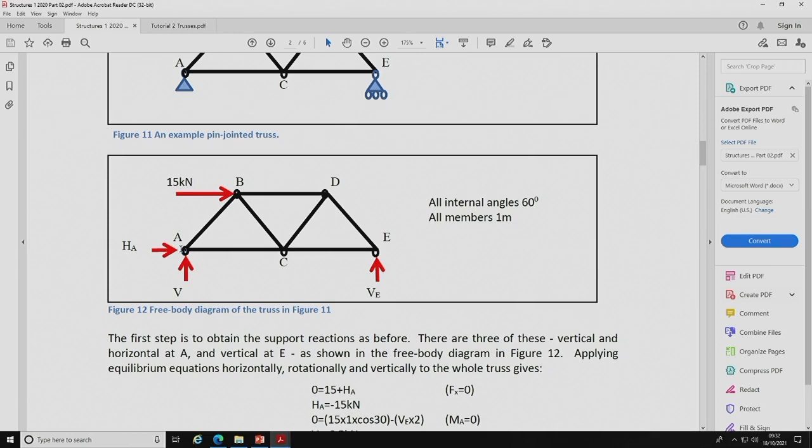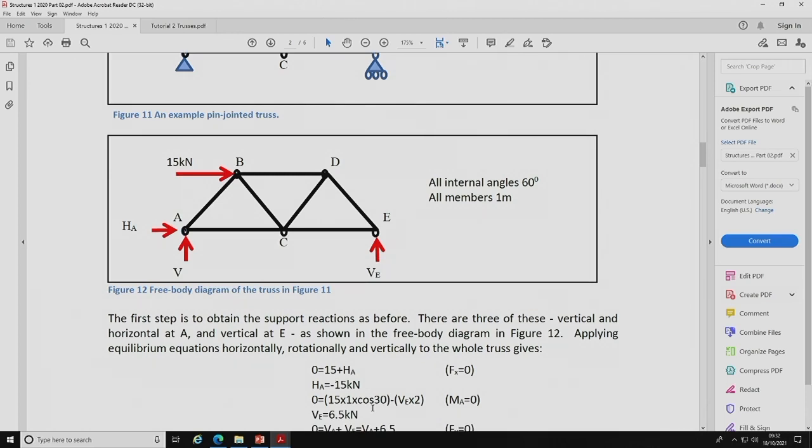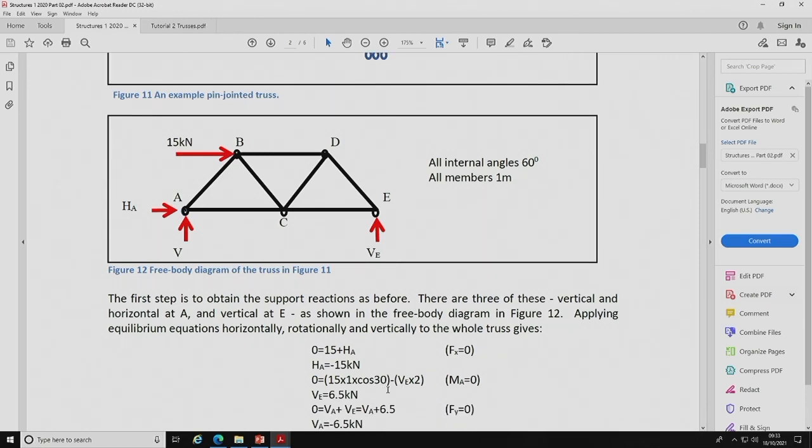The best way to do that is to take moment about point A, because then these two forces would give zero moment, since they pass through that point. So only VE and the 15 are left. The 15 kilonewton force will create a moment of 15 times this vertical distance. If AB is 1 meter and this angle is 60 degrees, the moment arm for this 15 kilonewton is 1 sine 60 or 1 cosine 30. Both are the same. So 15 times 1 cosine 30 would be the moment due to the 15 kilonewton, and that would be a clockwise moment about point A. That must be resisted by VE at a 2 meter distance. So minus VE times 2 equals 0, and VE gives you 6.5 kilonewton.